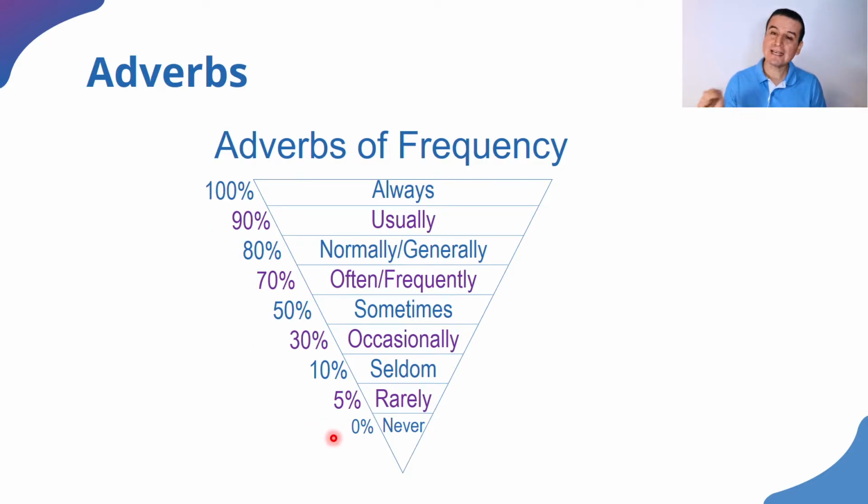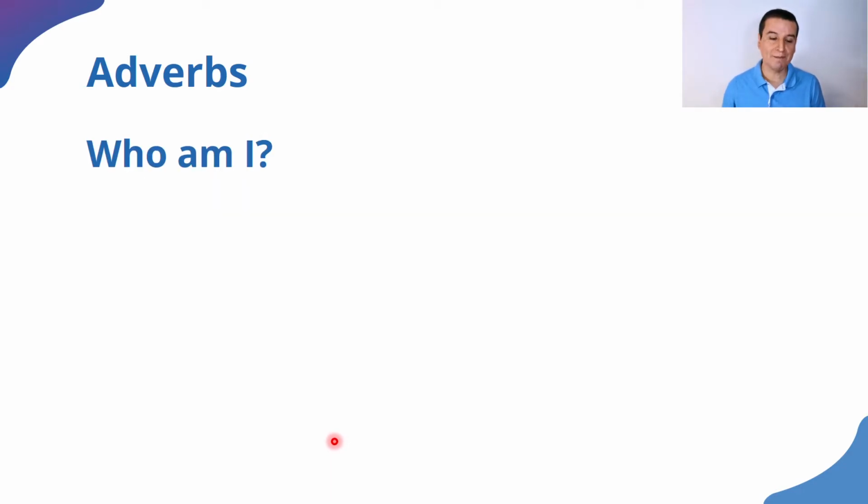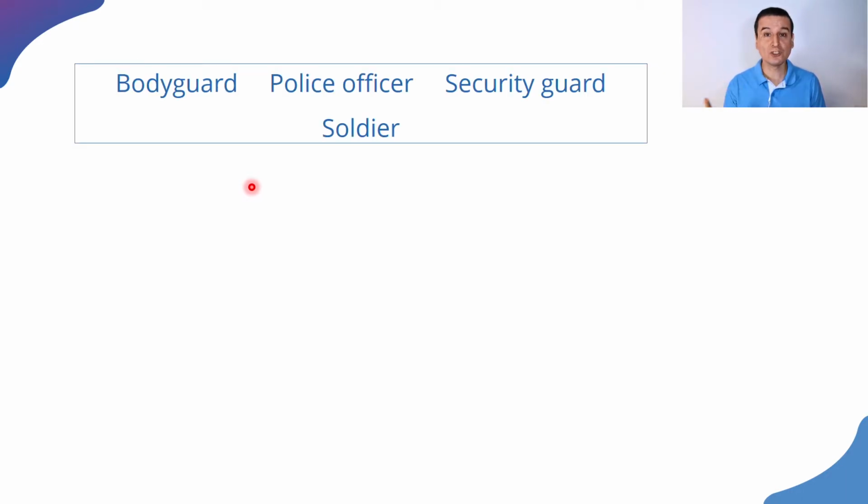With these adverbs, I have an activity for you, and it's called Who Am I? The question: who am I? I'm going to give you a group of 3 or 4 people, and they are going to describe what they do and how often they do those things. Sometimes they don't say how often, but with the nature of what they do, the idea is that you try to guess who the person is.